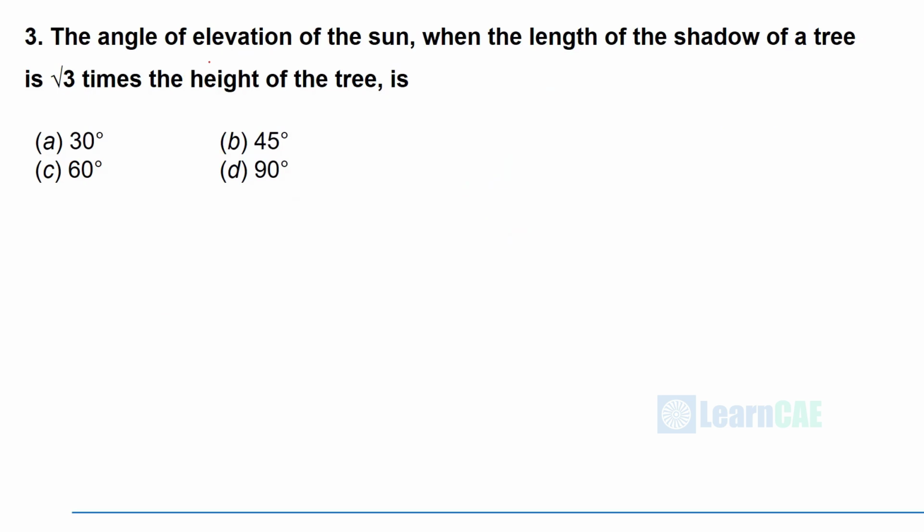Next question. The angle of elevation of the sun when the length of the shadow of a tree is root 3 times the height of a tree is. They are asking the angle of elevation. Let me draw the tree and the shadow. This is height h. They are saying the angle of elevation of the sun when the length of the shadow of a tree, that is, this is the length of the shadow, is root 3 times the height of the tree. So L is equal to root 3 h. They are asking the elevation of the sun, theta.